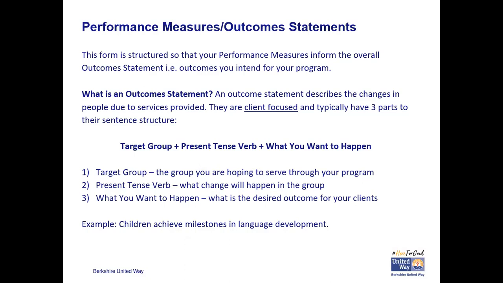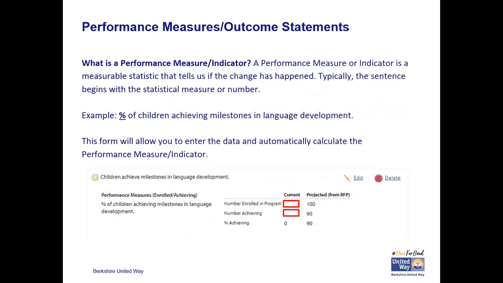So in CImpact, you're going to see outcome statements, and then you're going to see your performance measure or indicator, as it's also called. The performance measure and indicator is your measurable statistic. That tells us the percent change of what happened. So typically that sentence begins with a measurable number. So you'll see percent of children achieving milestones in language development. This will allow you now to enter your data and automatically calculate that percentage, where before in Clear Impact, you really couldn't see the math that was happening in the background. So you were entering your number of people, and you weren't really sure how that equation happened.